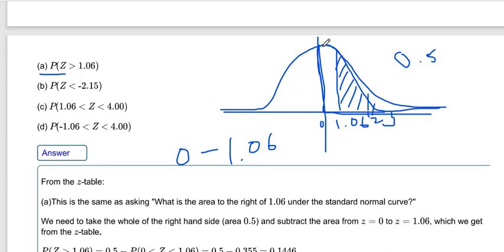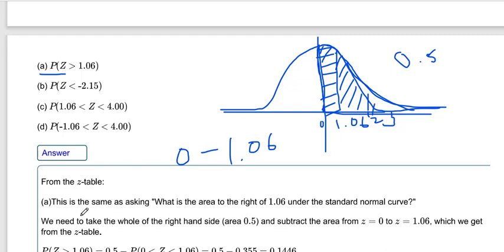If we subtract 0 to 1.06 from that, can we get the right hand side of 1.06? Yes, out of the total 0.5 we subtract 0 to 1.06, then we can get our answer.